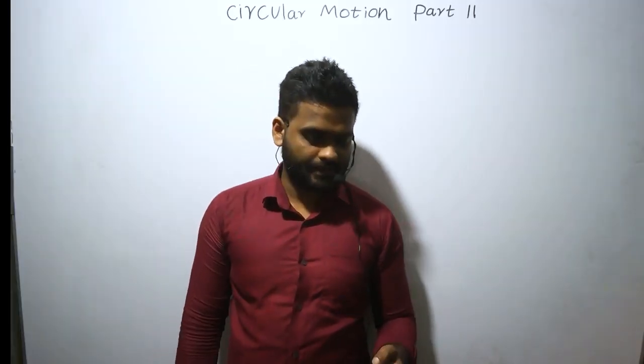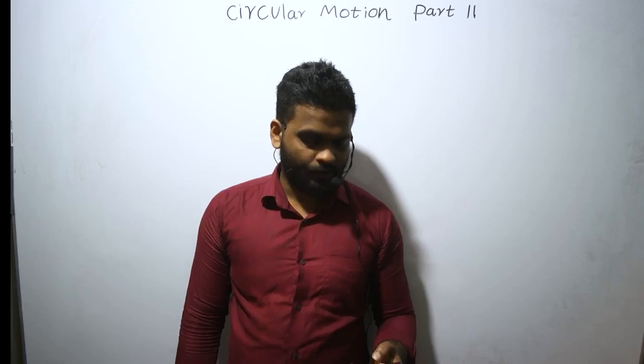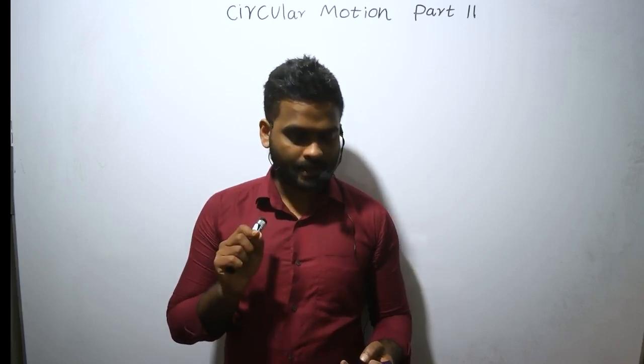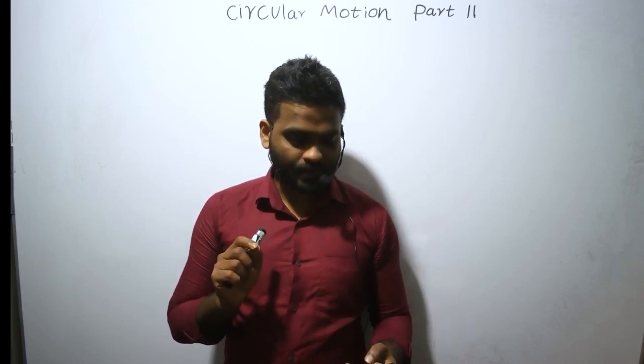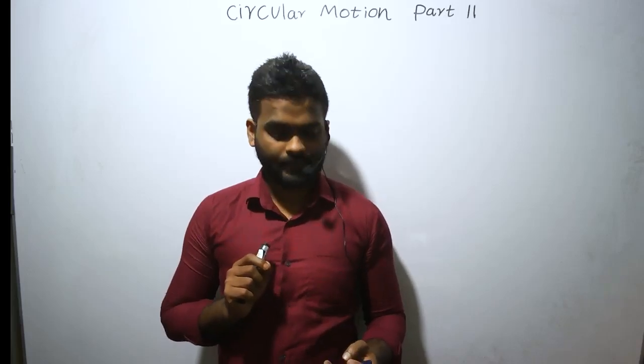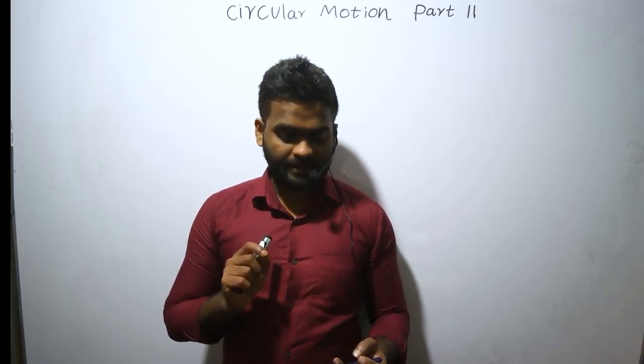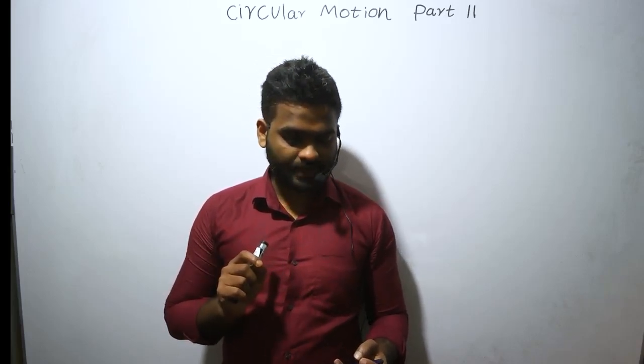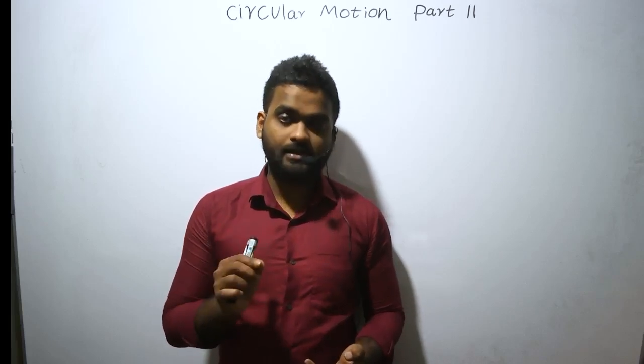Let's say the third question. When the road is dry, the maximum safe speed for a car is 10 meters per second. When the road is wet, it is 5 root 2 meters per second. The static friction coefficient is mu for when the road is dry, and mu prime when the road is wet.